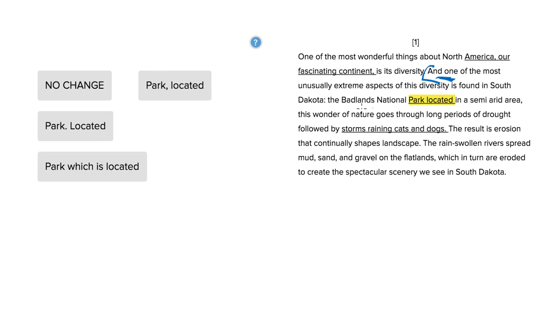"This wonder of nature goes through long periods of drought" is an independent clause. So this wonder of nature goes: subject, verb. And then here we've got "one of the most unusually extreme aspects of this diversity is," so aspects of this diversity being something, we've got a subject and a verb, and there is no comma to separate the clauses, no period. Between two independent clauses, our only options are going to be a period, the word "and," or a semicolon, or we're going to need to have one of the clauses become dependent.